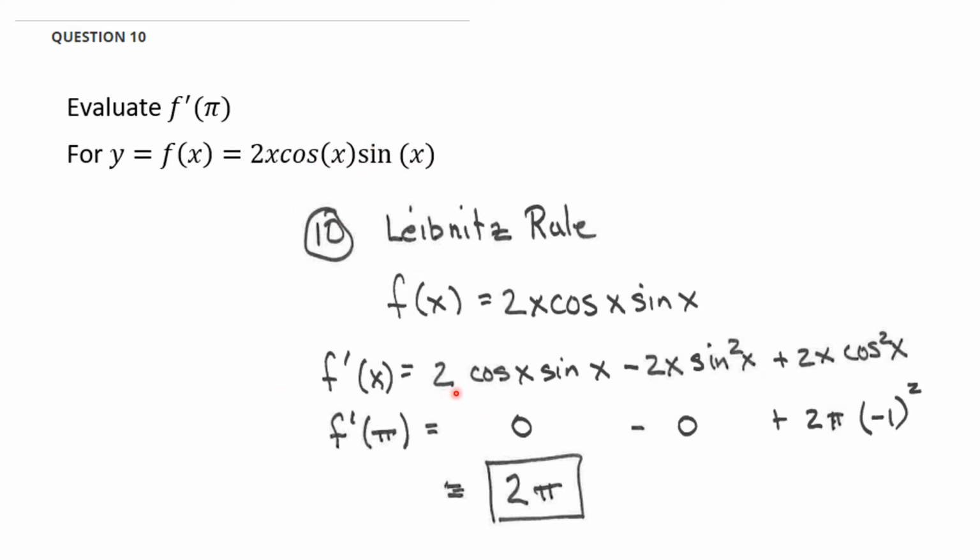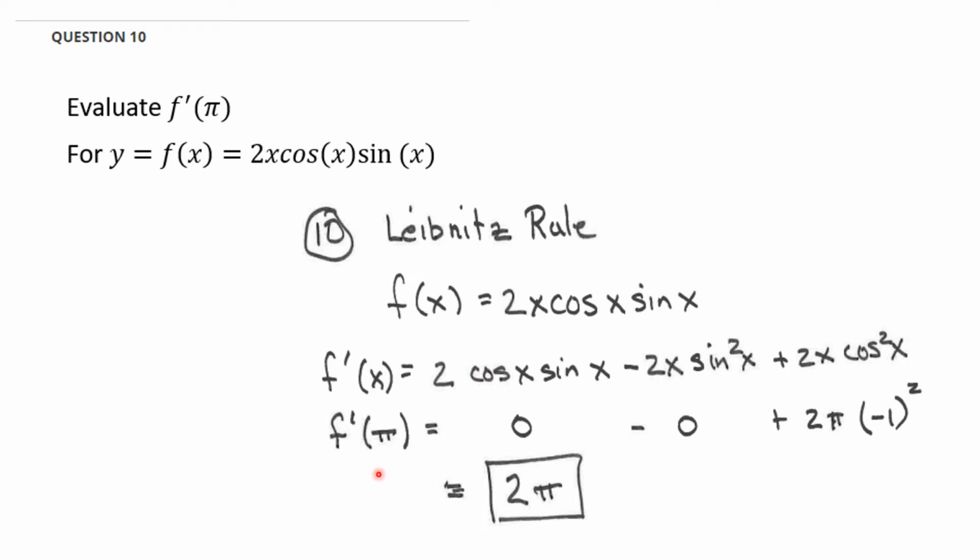So if you take the derivative of 2x, you get 2, and then times cosine x sine x, minus, and then here we're taking the derivative of the middle term, which is derivative of cosine x. Now that's going to be minus 2x sine squared x. Plus, and then last we're taking the derivative of the sine, which is the cosine, so that's going to be 2x cosine squared x. So this is what we get, and you didn't have to use the Leibniz rule. You could have done the product of the products, and that would have given you the same answer.